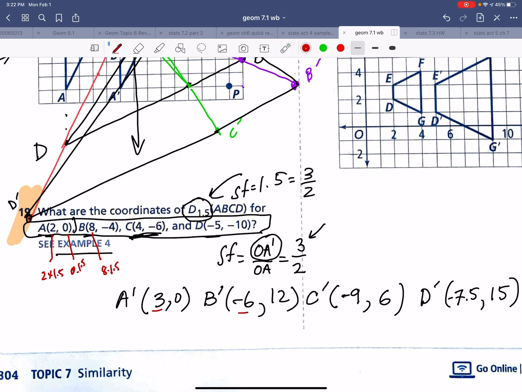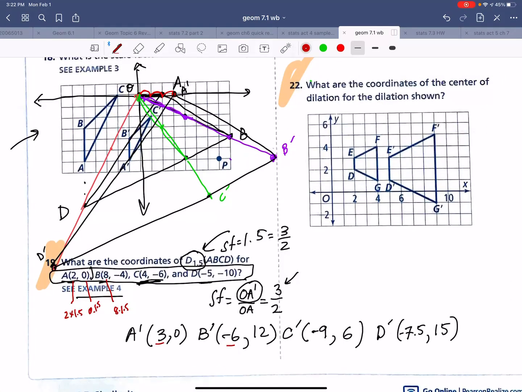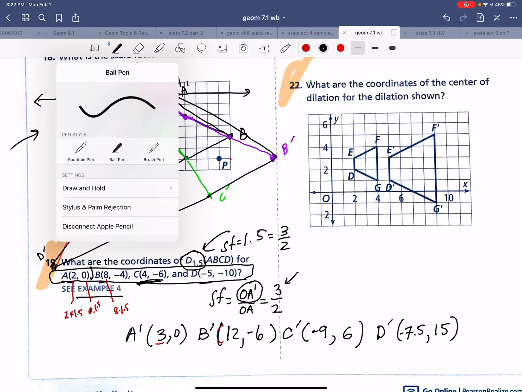That didn't work. That's the way I checked my mistake. I wrote down the wrong number. So it looks like B prime, I did write down wrong. B prime, I went down 2 over 4, down 2 over 4, down 2 over 4. So that means I should have written positive 12. Yeah, let's fix that. Positive 12, down a total of 6. Yeah. So 8 times 1.5.